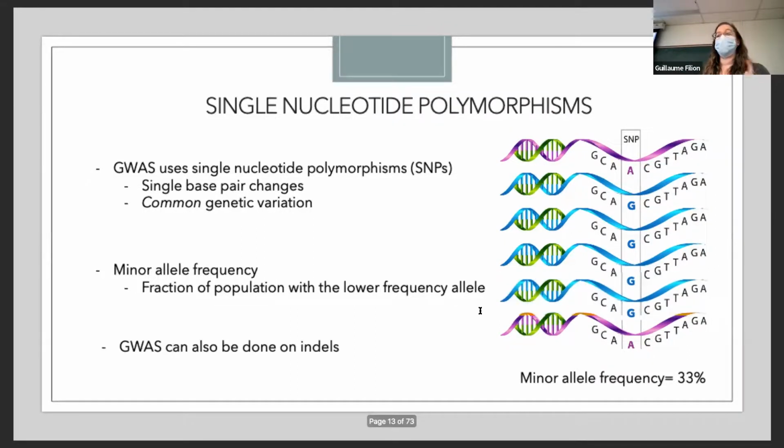I just wanted to point out that GWAS can be used on other types of variants, including insertions and deletions. This is a really big field, so anything that you can think about testing has probably been done. Today we're focusing on SNPs. This is the foundation of GWAS, but it can be done on many different types of variants.